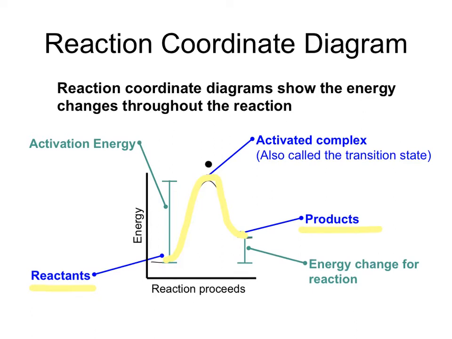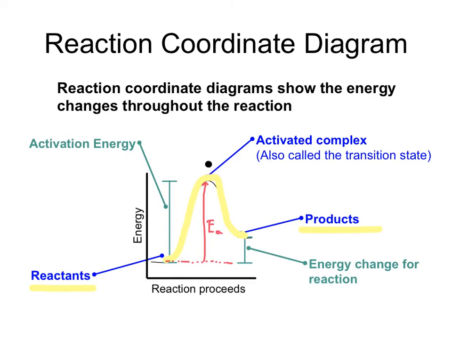One of the most important things, especially in this section, is how you figure out the activation energy of a reaction. Activation energy is always the amount of energy that it takes for the reactants to get over the hill to reach the activated complex, the transition state. We abbreviate that as EA.